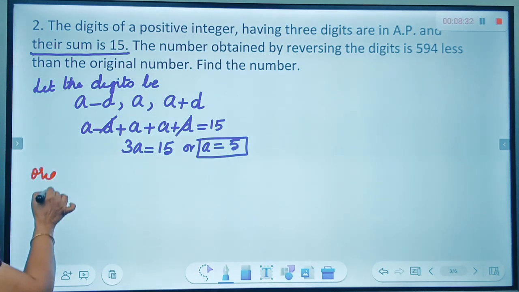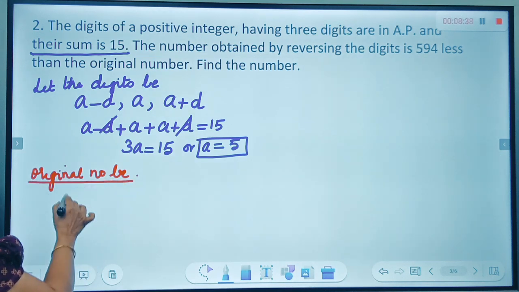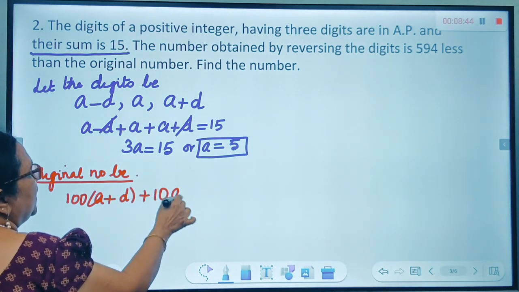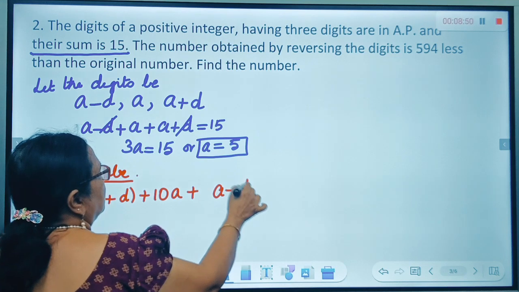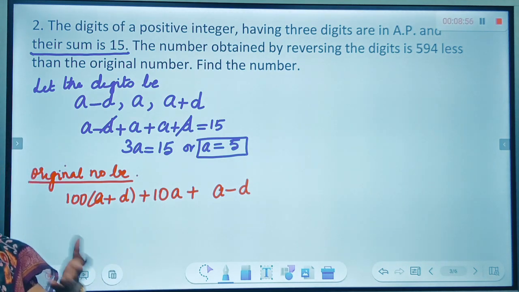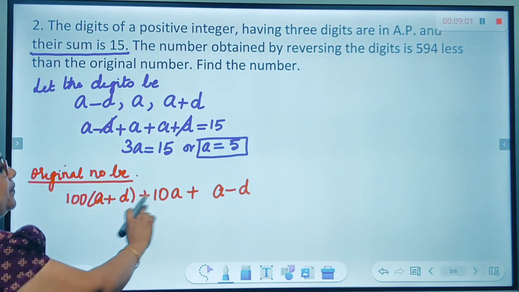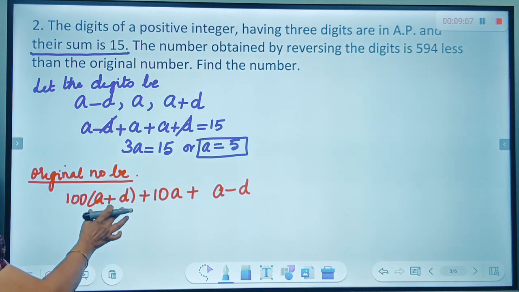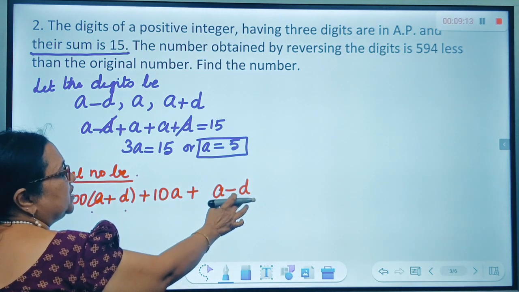So let the original number be 100 into a plus d, plus 10 into a, plus a minus d. So the number 394, for example, how will you write? 300 plus 90 plus 4. So 3 into 100 plus 9 into 10 plus 4. Like that, if the digits are a plus d, a and a minus d, as a number, how would you express them? 100 into a plus d, the digit in the hundreds place, plus 10a, the digit in the tens place, plus the digit in the units place.